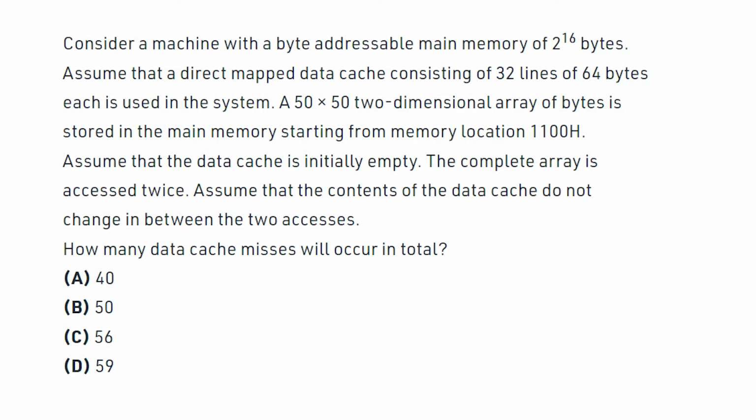Consider a machine with byte addressable main memory of 2 raised to the power 16 bytes. Assume that a direct mapped data cache consisting of 32 lines of 64 words each is used in the system. A 50 cross 50 2D array of bytes is stored in the main memory starting from memory location 1100H. Assuming that the data cache is initially empty, the complete array is accessed twice. Assume that the contents of the data cache do not change between the two accesses. How many data misses will occur in total?